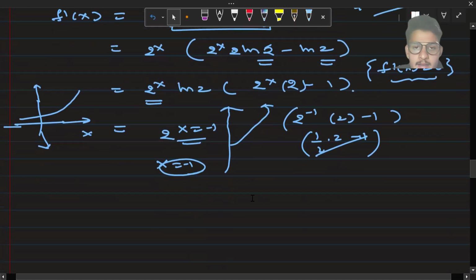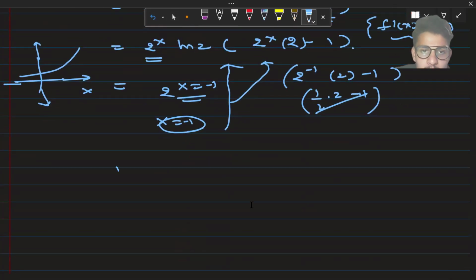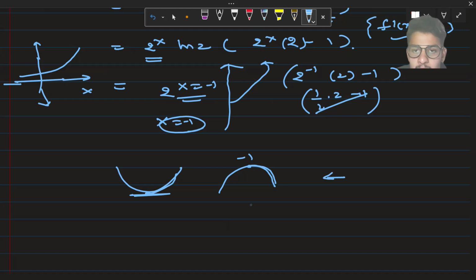What does it mean? It means that either the function will have the minima at minus 1 or the maxima. After the zero slope, either the value will increase or the value will decrease. Okay, this is the maxima and minima concept we are using here. Zero slope means the tangent is perpendicular to the y-axis and parallel to the x-axis.